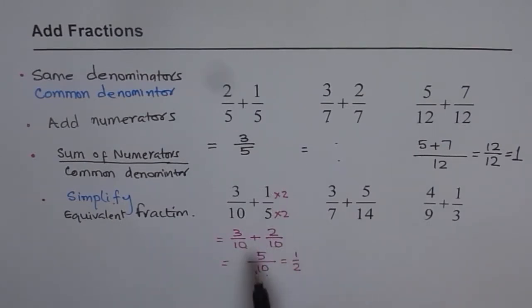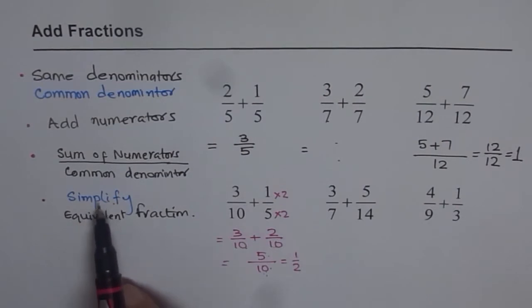Then add them up. Numerators add, and in the numerator we get 5 as the sum of 3 and 2. For the denominator, we only write the common denominator 10. Since 5 and 10 have a common factor of 5, we can divide both by 5 and write them as an equivalent fraction in the most simplified way, which is half. So that's the last step. Simplify into an equivalent fraction and then write it down.